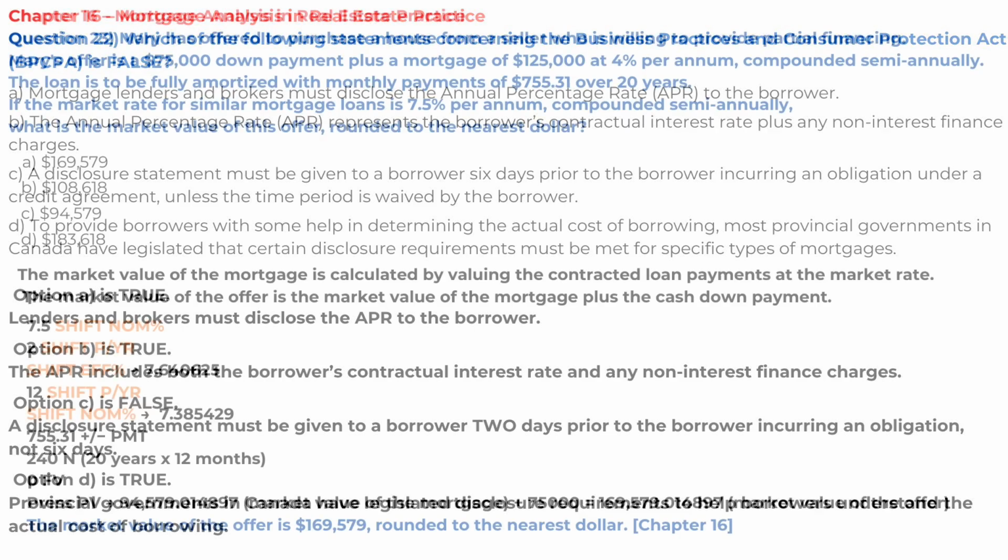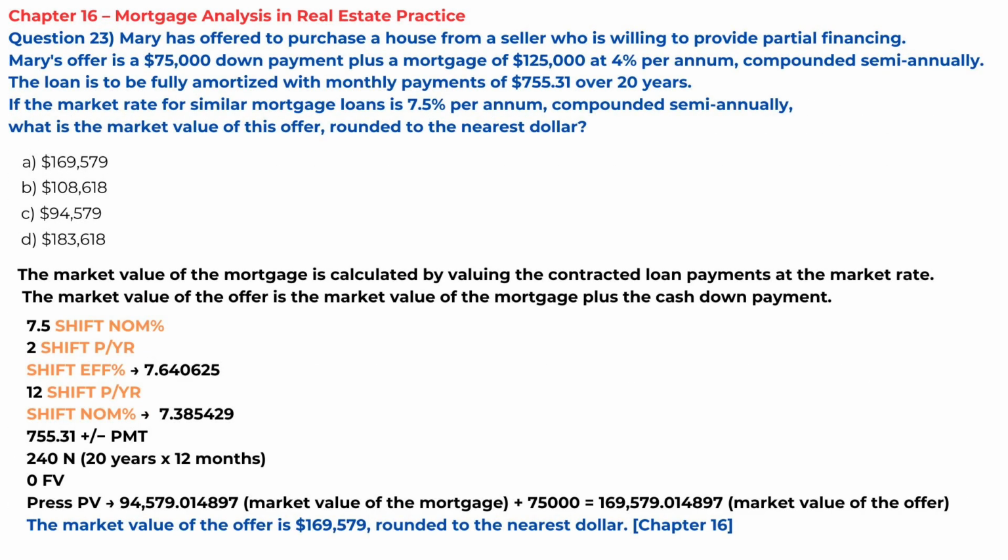borrowing. Question 23. Mary has offered to purchase a house from a seller who is willing to provide partial financing. Mary's offer is a $75,000 down payment plus a mortgage of $125,000 at 4% per annum, compounded semi-annually. The loan is to be fully amortized with monthly payments of $755.31 over 20 years. If the market rate for similar mortgage loans is 7.5% per annum, compounded semi-annually, what is the market value of this offer, rounded to the nearest dollar?